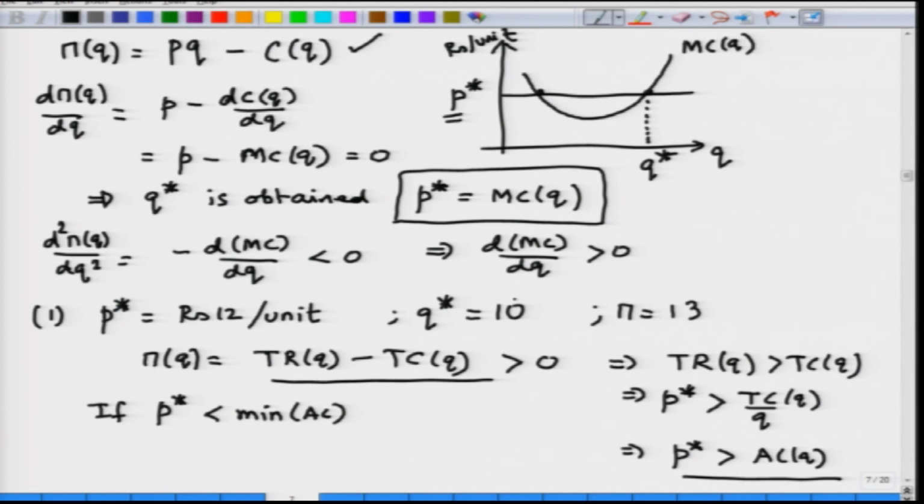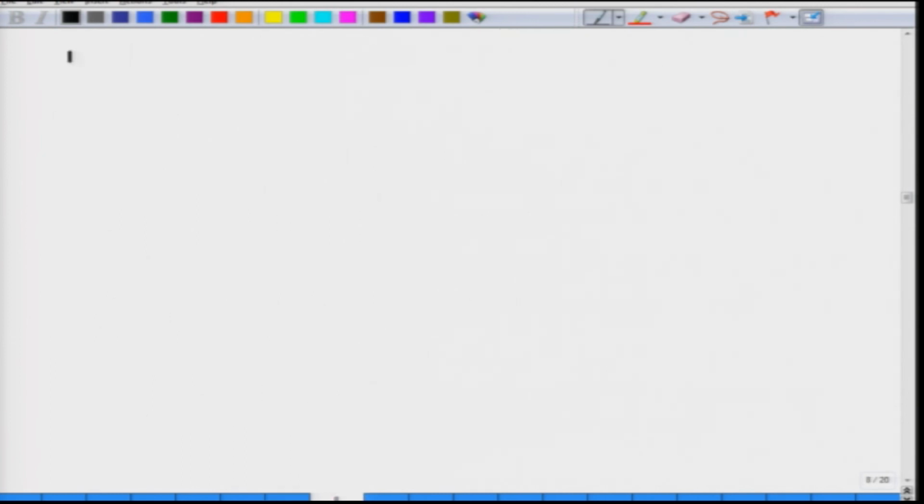Now, if I take a price, so let us say the price P star. What is it that we are trying to do? We are saying that for different prices set by the market, what is the output that this competitive firm is going to produce? In other words, we want to get some sense of what the supply curve of this perfectly competitive firm is going to be. So, suppose the price P star was rupees 8 per unit.